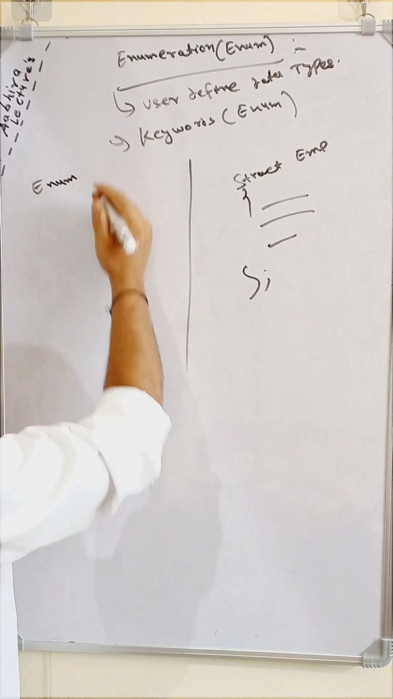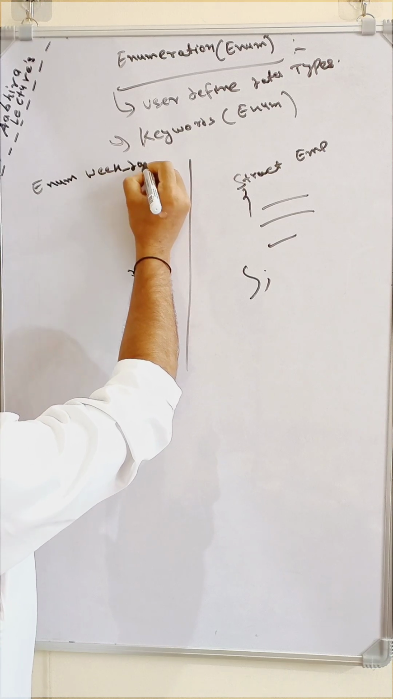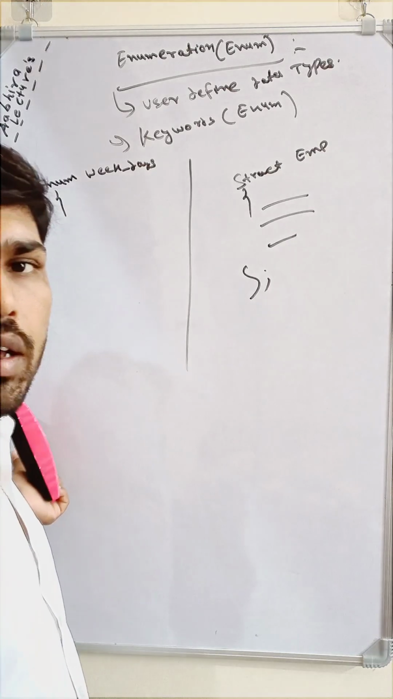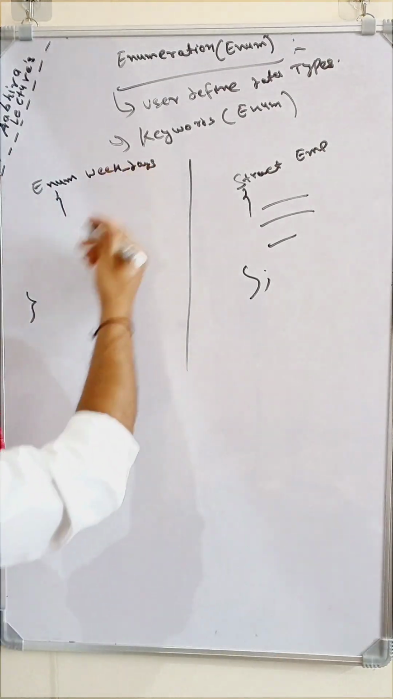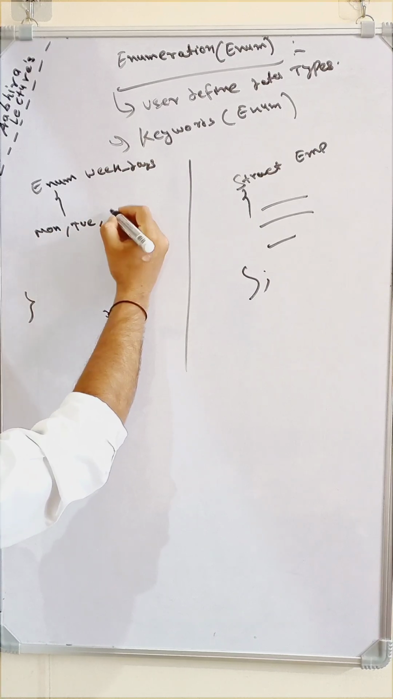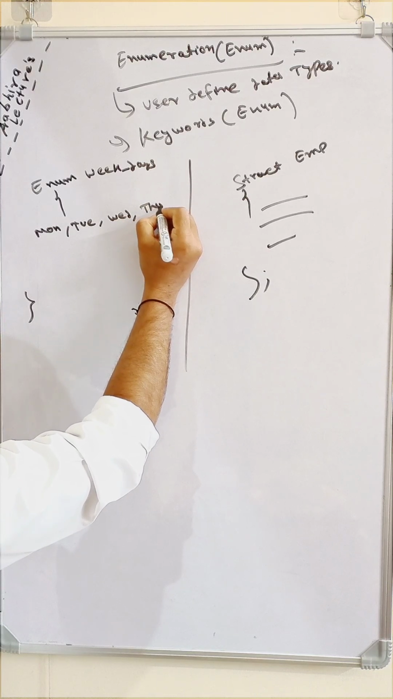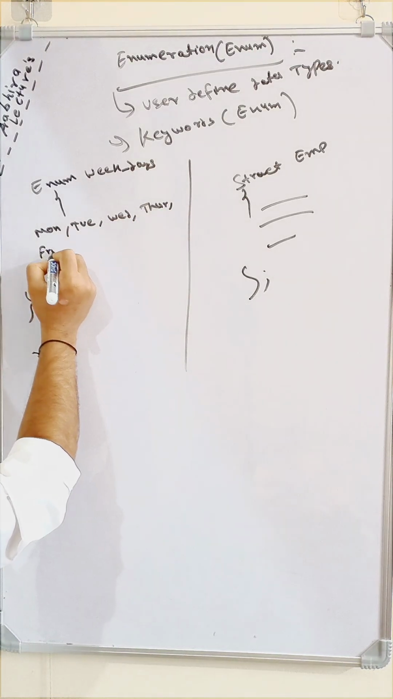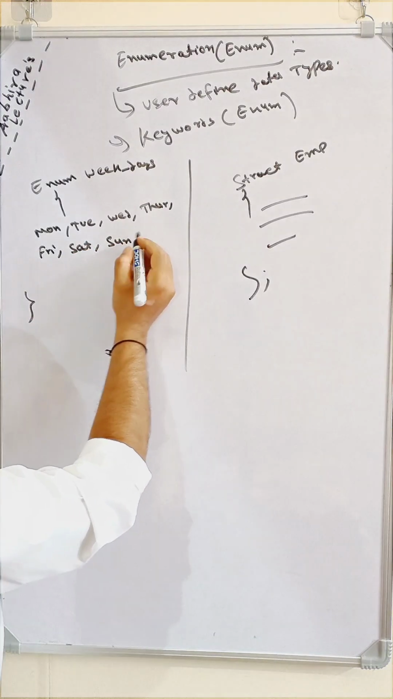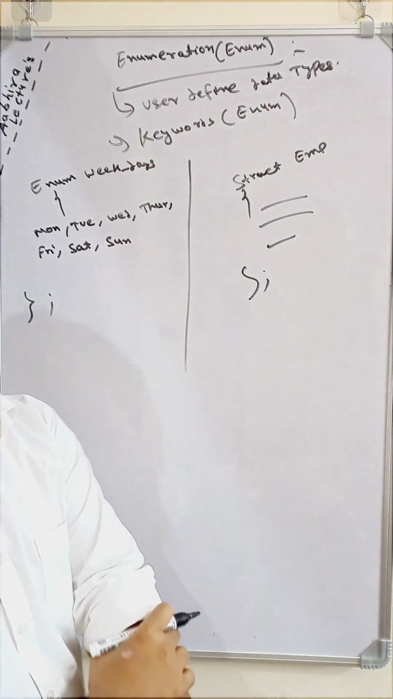Then we have to take weekdays, and inside we have to write the list of members. So in weekdays what will come? Monday, Tuesday, Wednesday, Thursday, Friday, Saturday, or Sunday. So this is the declaration of enum. Like that we can declare.